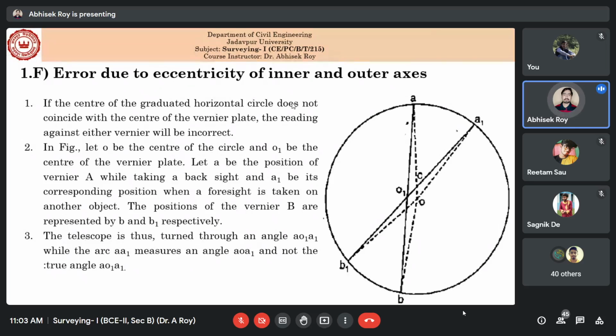So these are the errors which we can remove with the help of both the phase measurements. Now there could be a problem due to the eccentricity. Say your vernier is here. Say A is the position of the vernier. Suppose your theodolite is like this. We know the vernier is at 90 degrees.